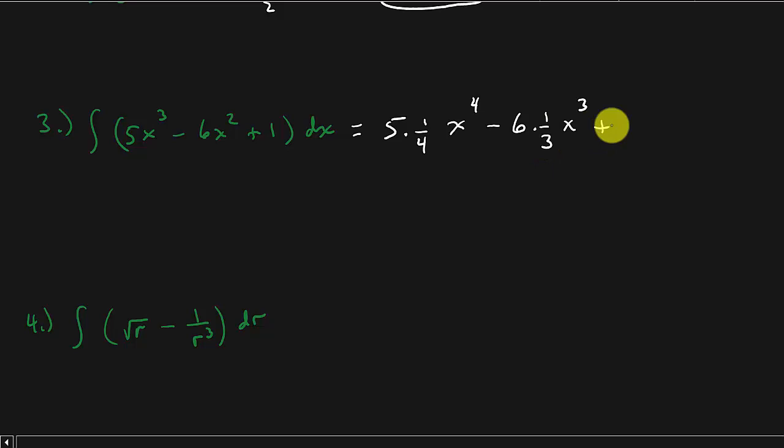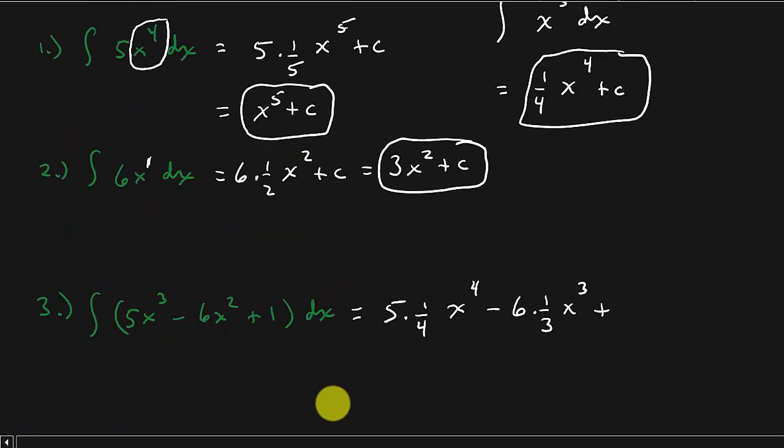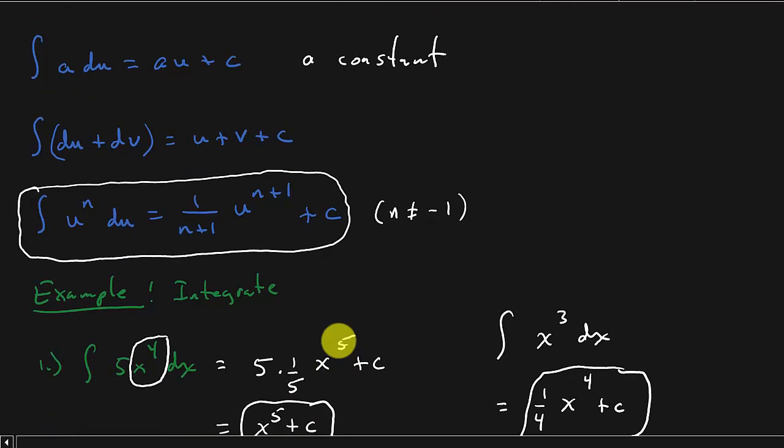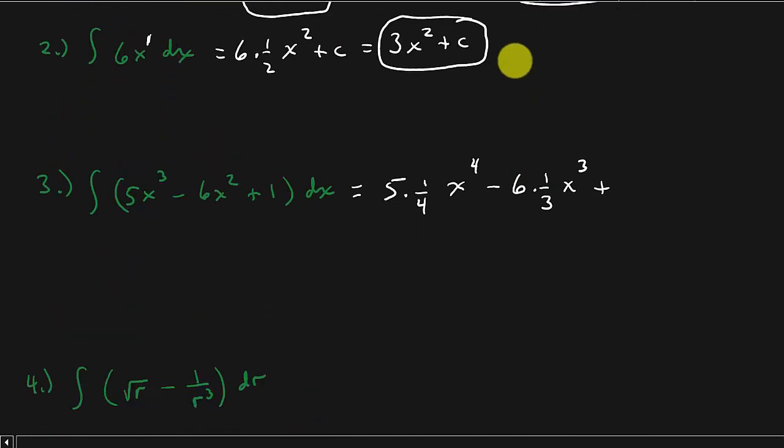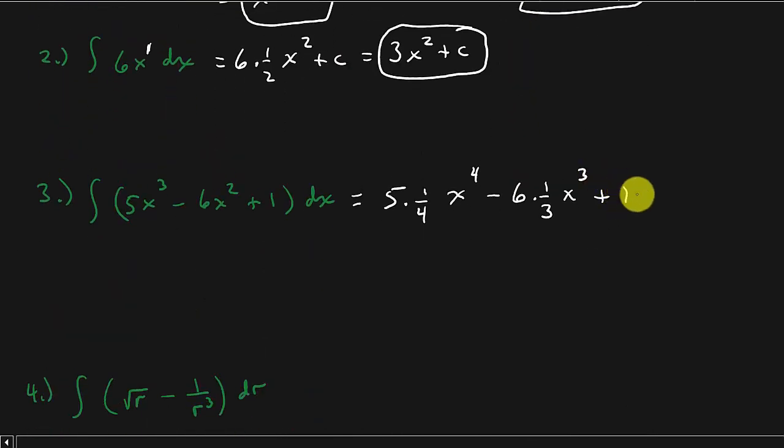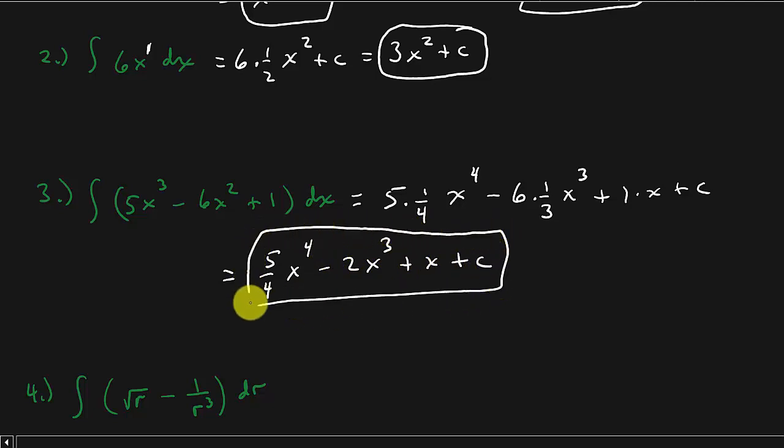and then plus, what's the antiderivative of 1? Remember, 1 is a constant, and what's the antiderivative of a constant? It's just the constant times the variable. And so that's going to be 1 times x, and then that's plus c. And then we'll clean it up a little bit. So that's going to be 5/4 x to the 4th minus 2x cubed plus x plus c. And there's your answer.